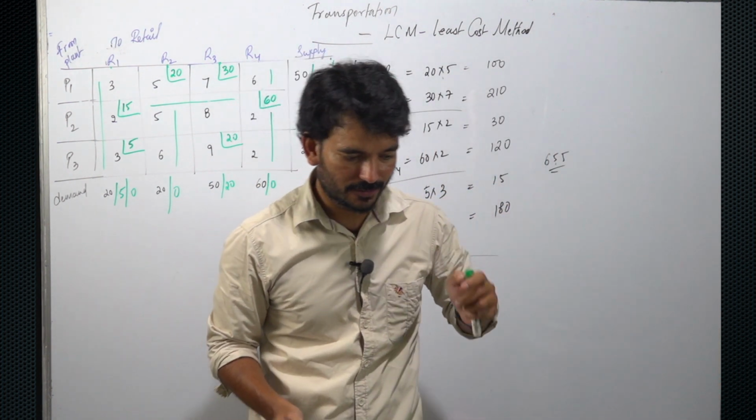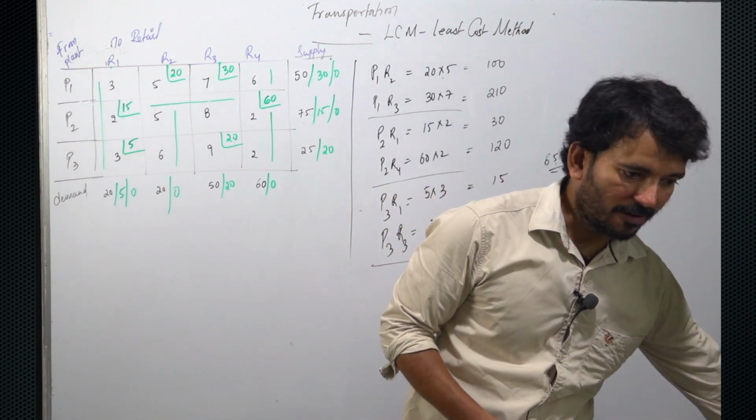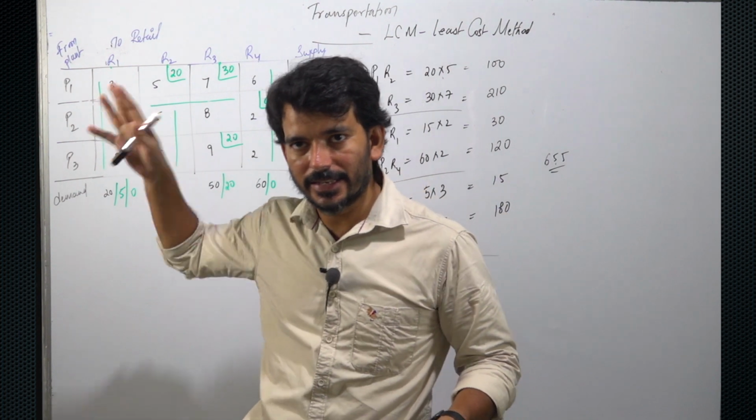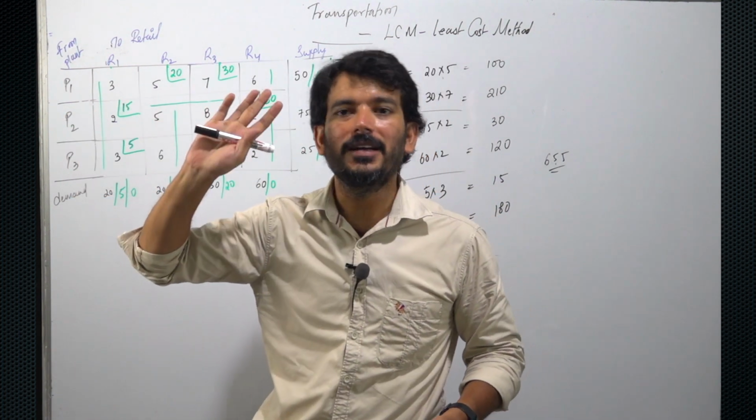Earlier we solved by using the northwest corner method, and we got somewhere around 670. Now we are getting 655. So we can say the least cost method is giving a better result than the previous method.